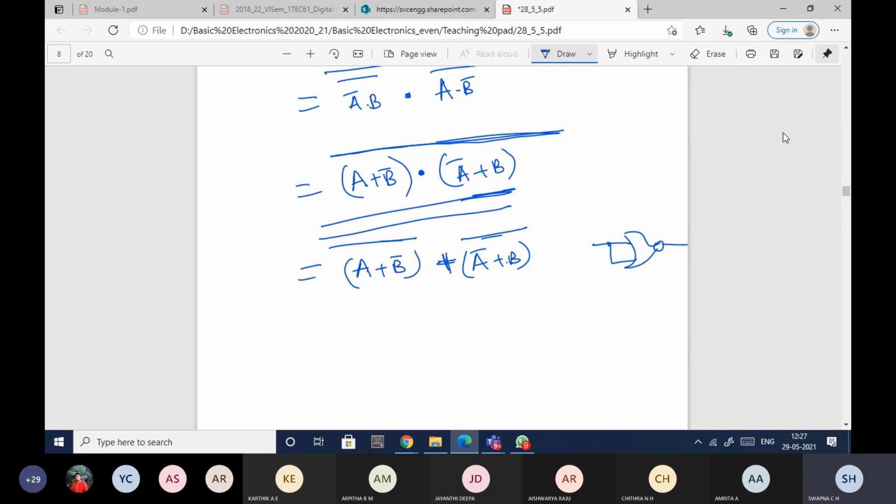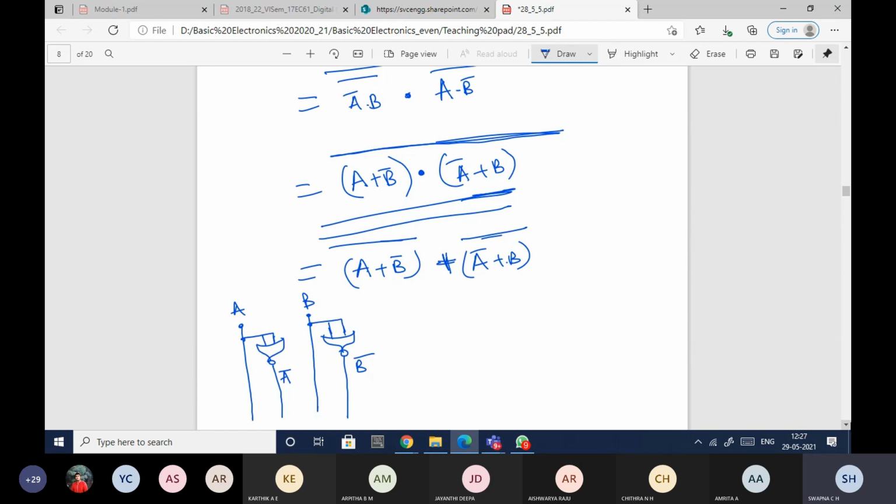Okay, so you people try to draw on your own. I will show you. This is my A. I need A bar also, so I will just tilt it. I'll connect both the inputs of the NOR gate to A only, so that I'll get A bar. Then B bar is also required, so this is B bar. Both the inputs of the NOR gate I'll give to B, so that I'll get B bar.